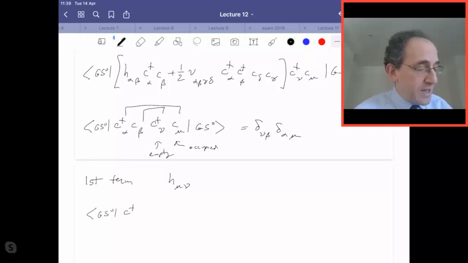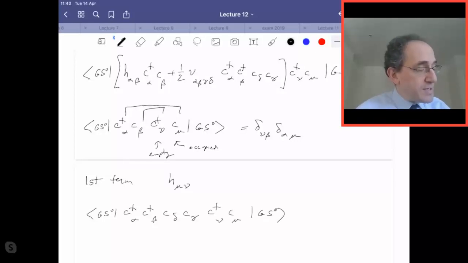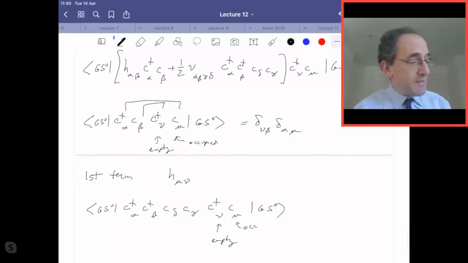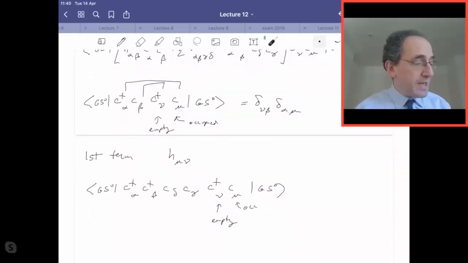Ground state 0, C dagger alpha, C dagger beta, C delta, C gamma, and then we also have a C dagger nu, C mu, and we know that mu is occupied and nu is empty. Okay, it's basically the same game. We have to figure out how we can get back to the ground state. I started with the ground state, removed someone from below the Fermi surface, put him back in above the Fermi surface, and I have 4 operators here, and I have to somehow get back to the original ground state. And there's actually 4 ways to do this.